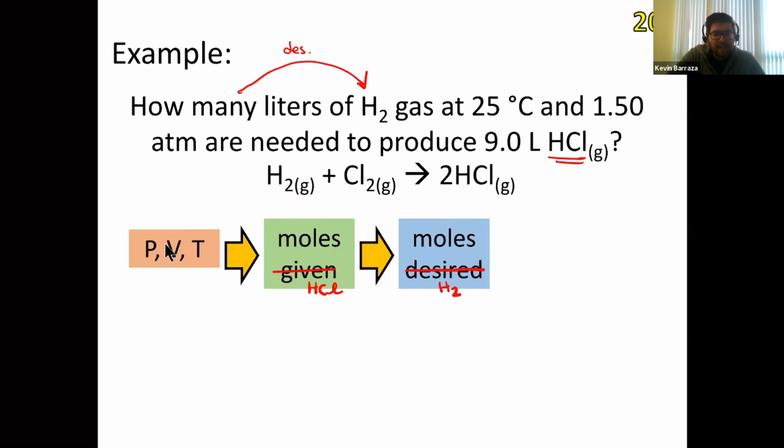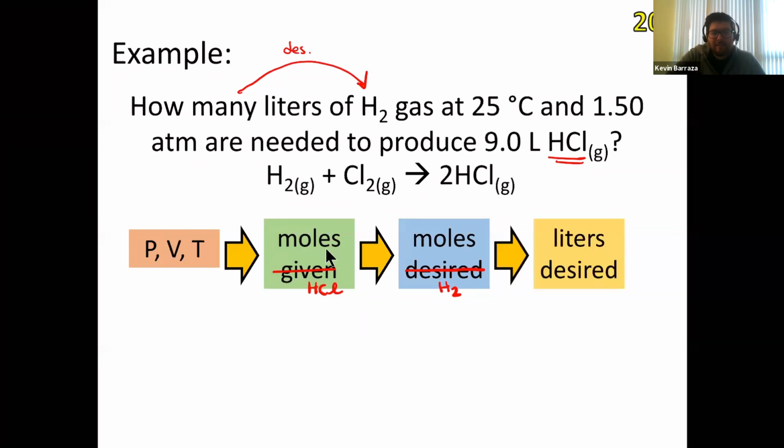So I need some way to take my givens, turn them into moles, and then take my moles and turn them back into volume. How do I do this calculation? That's PV equals nRT, right? To go from P, V, and T to moles, that's n. And then to go from n back to V, what am I going to use? Hey, it's the same thing. PV equals nRT.